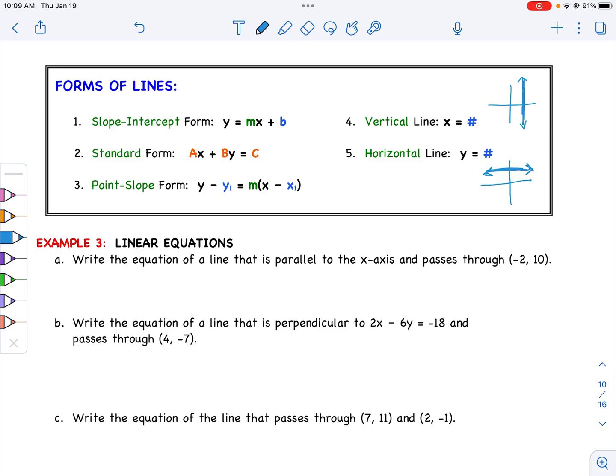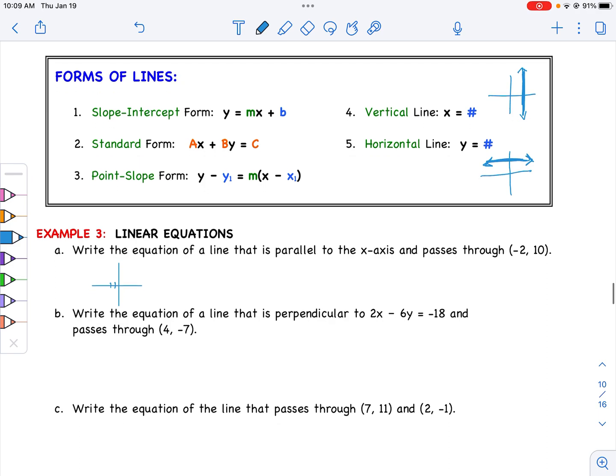So let's try a couple. Write an equation of a line that is parallel to the x-axis and passes through -2, 10. A good tactic would be to draw a picture if you need. When it says parallel, it means you will not cross. You are parallel to its same slope. And it has to pass through -2, 10. 1, 2, 3, 4, 5, 6, 7, 8, 9, 10. You know, just a sketch. So it has to pass through this point and be parallel with the x-axis. So that means my line would look just like this.